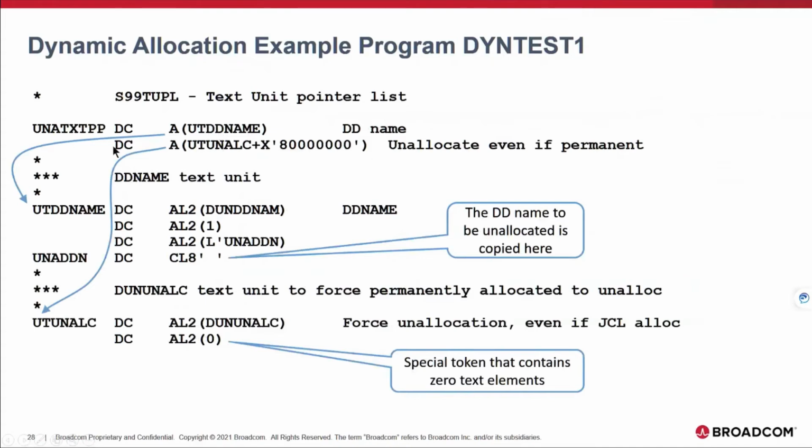So we've got a pointer to the DD name to unallocate. It's got the token to say what it is. It's one occurrence of this length text pair, and we'll put the DD name here that's going to be unallocated. And then finally, the special token that says force the unallocation. And there's no occurrences, so it's just this one piece. There's no secondary part of this. And this says, I don't care how the data set was allocated, even if it's allocated in JCL with the permanent attribute, deallocate the thing.